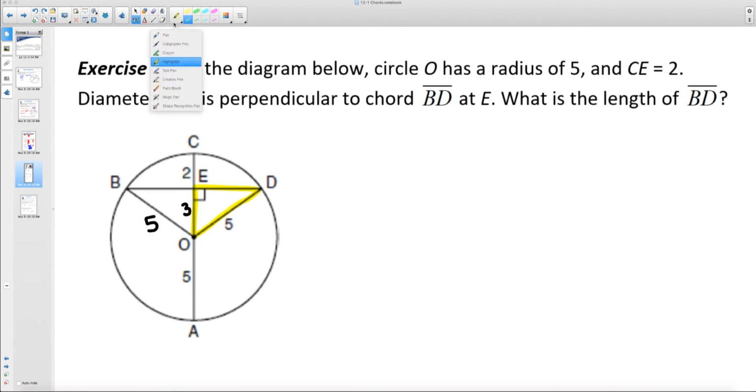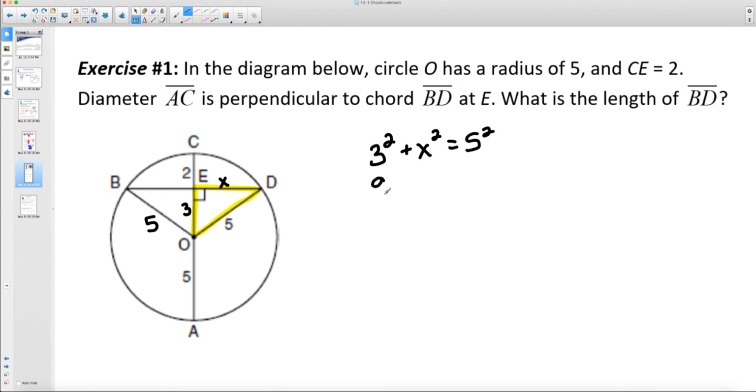Think about what we can do for right triangles. If we're missing one of the sides, so I'll call this x, we can go ahead and use the Pythagorean theorem. So if I went ahead and did that, I would get x squared equals 16. So x would have to be 4. So DE is 4.